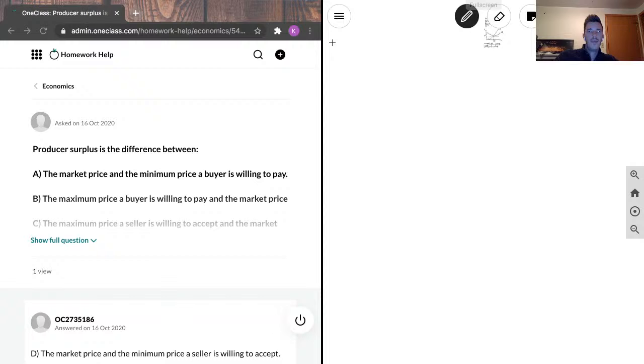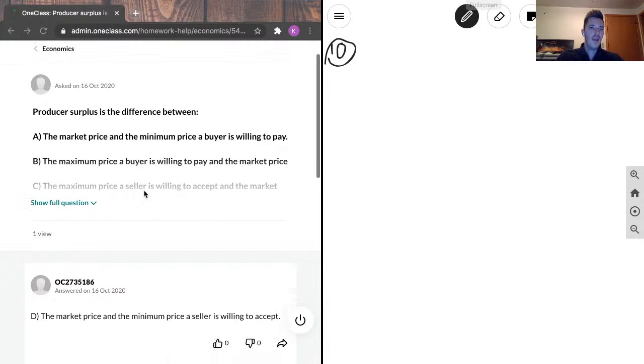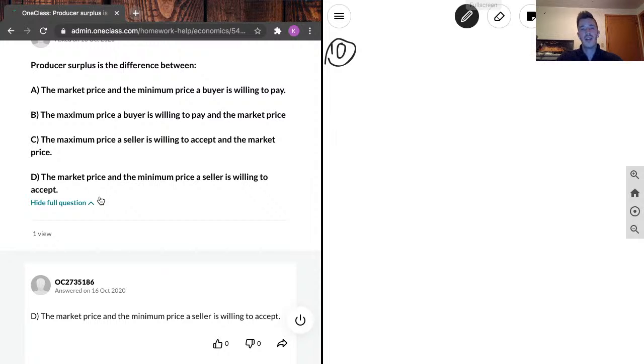Question 10. Producer surplus is the difference between A, the market price, and the minimum price a buyer is willing to pay. B, the maximum price a buyer is willing to pay and the market price. C, the maximum price a seller is willing to accept and the market price. Or D, the market price and the minimum price a seller is willing to accept.